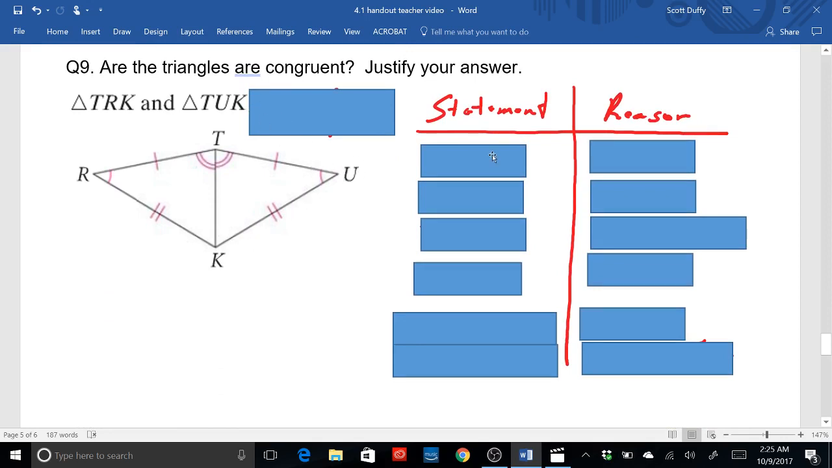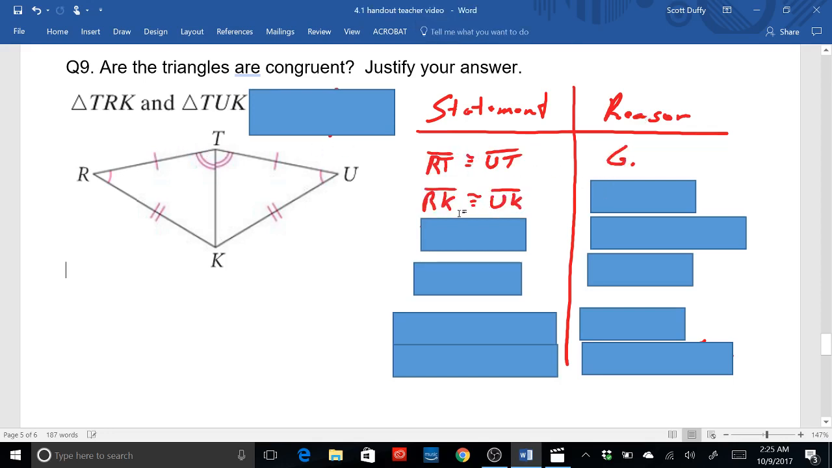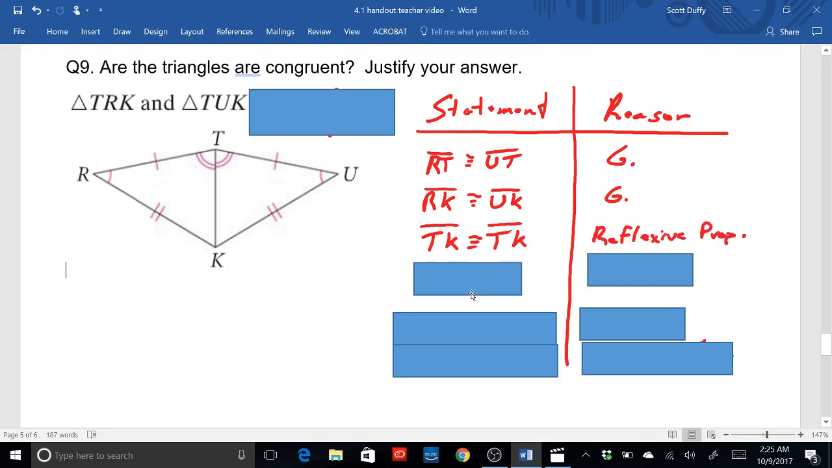Number 9, I like to do proofs just to make sure I get everything. Now, if they're congruent, that means that all three side pairs and all three angle pairs are going to be congruent. So, RT is equal to UT, and that's given. RK is equal to UK, that's another one that's given. TK equals TK, why? If they share the same side and we're saying something equals itself, reflexive.